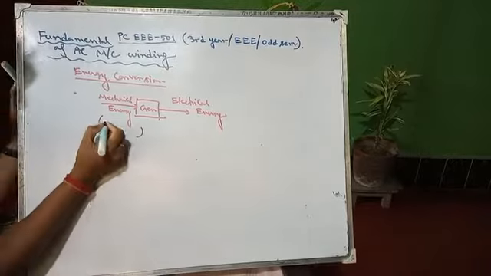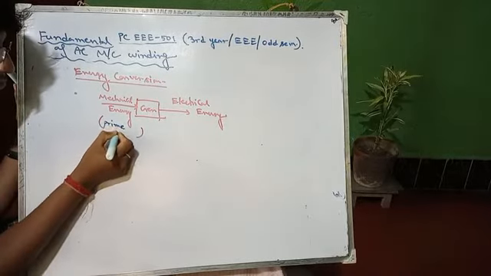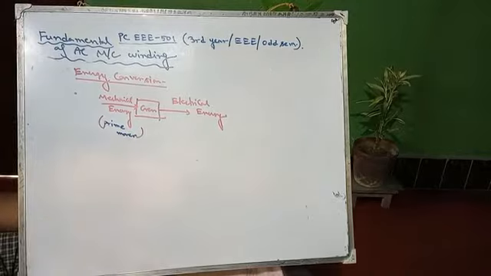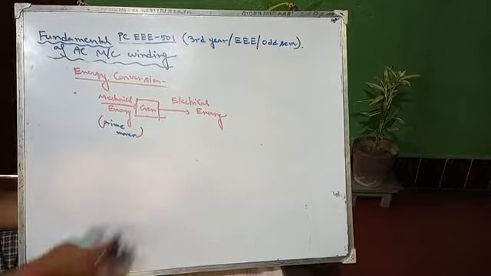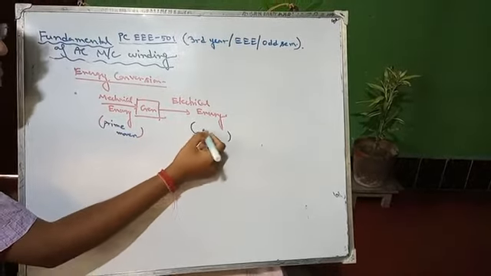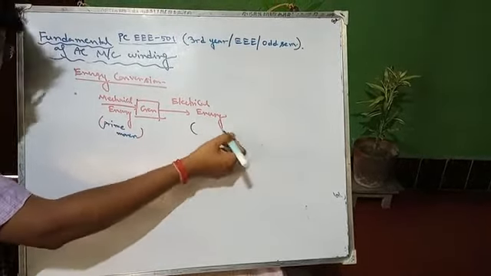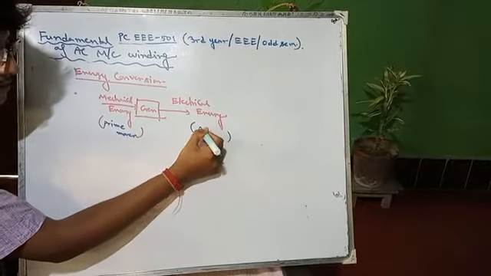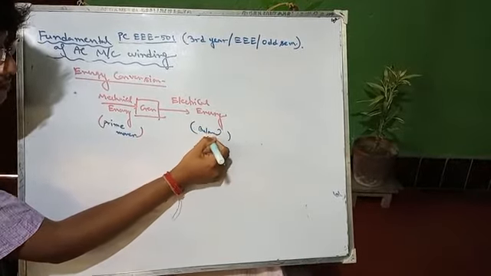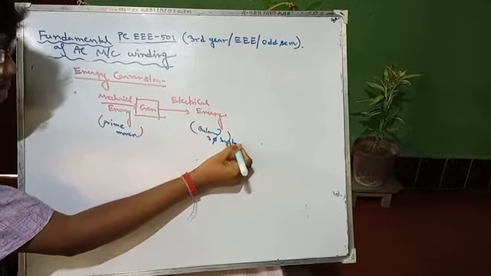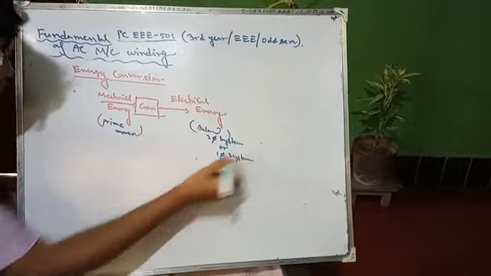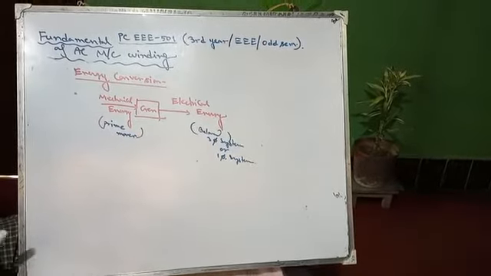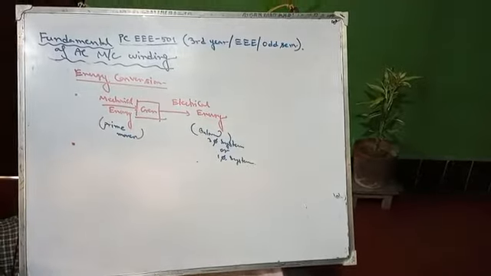Mechanical energy is made by the prime mover. What is a prime mover? It may be a diesel engine, it may be a turbine. These are the prime movers. Okay, and what is electrical energy? Electrical energy is nothing but a balanced three phase or balanced single phase system. So this is the first topic, the energy conversion. A generator converts mechanical energy into electrical energy.